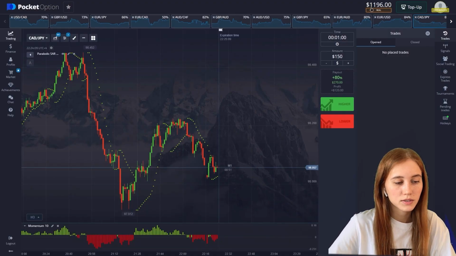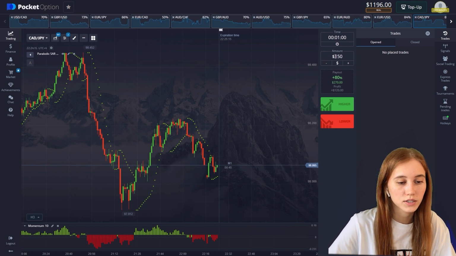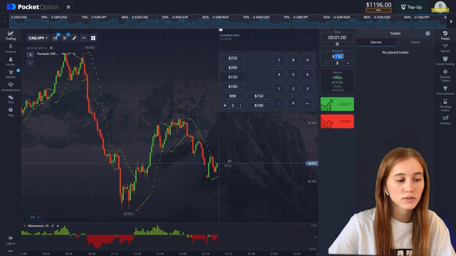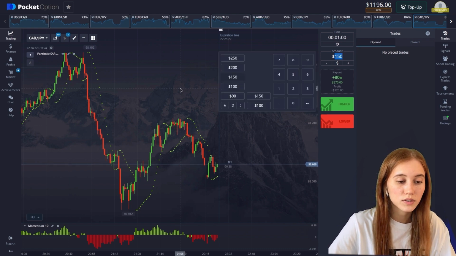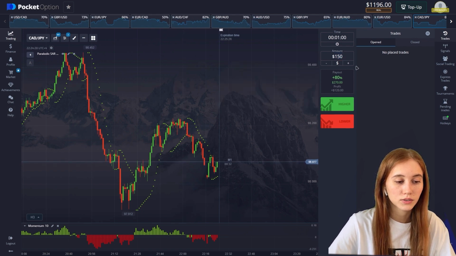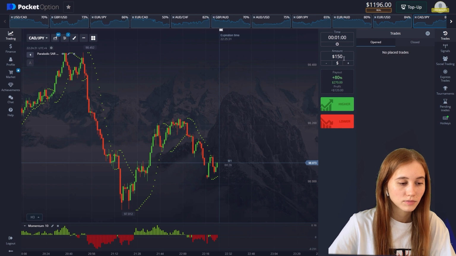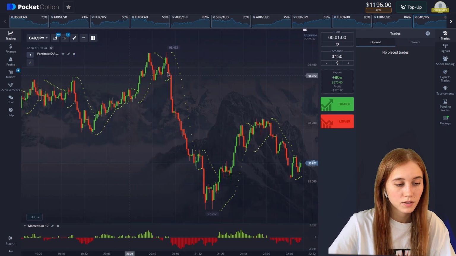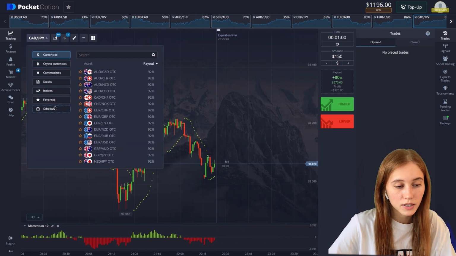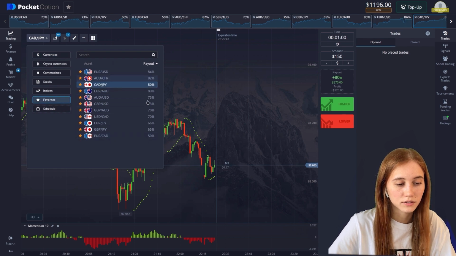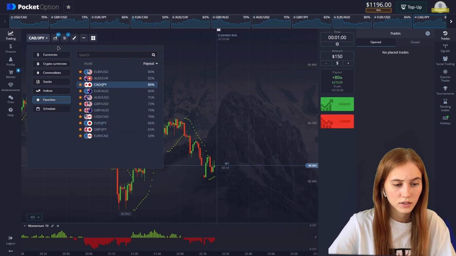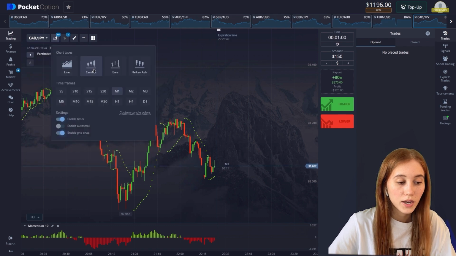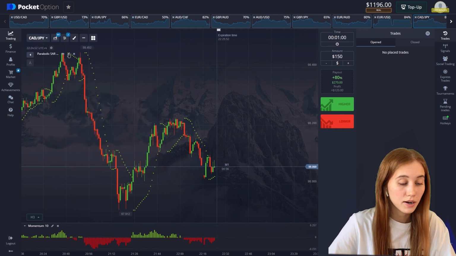So on my balance we see $1,196. The amount of deals was $150, except for the first deal it was $100. Then we increased it. Good. We traded on the minute time frame, also on concept pairs, and these are the concept pairs today. Some payout percentages have fallen, but that's okay.